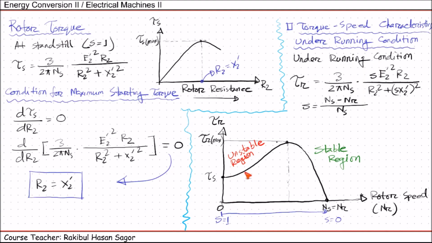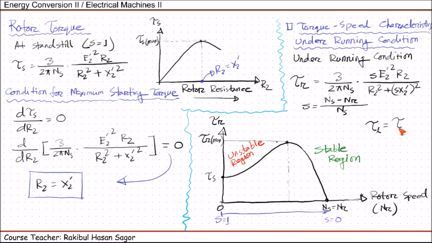Motor must produce an amount of torque that is exactly the same as the load torque. Then in that condition, motor will run stably with a fixed speed. So if we have the load torque tau L, in order to run the motor in stable condition, the motor must produce exactly the same amount of torque.